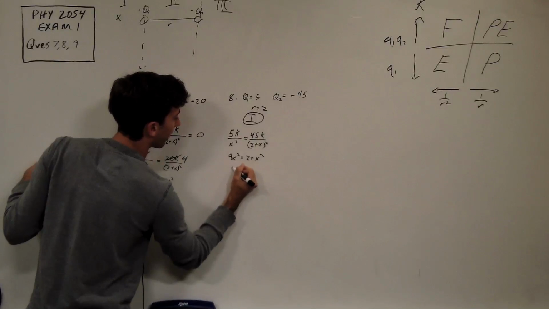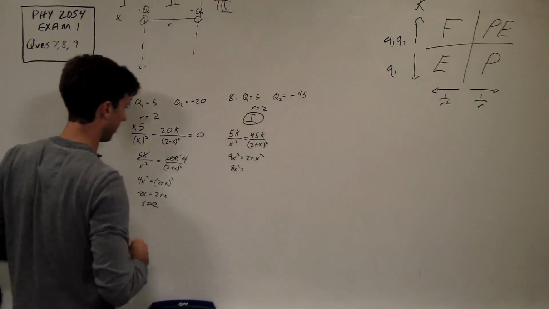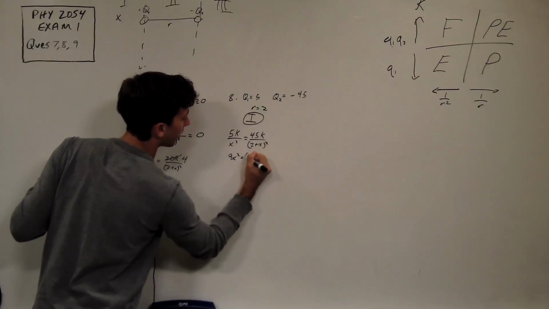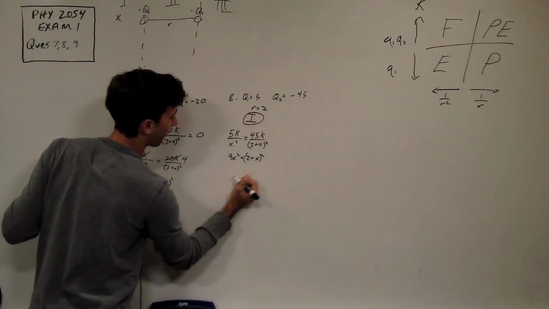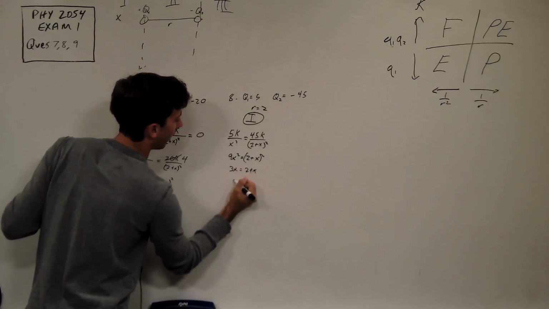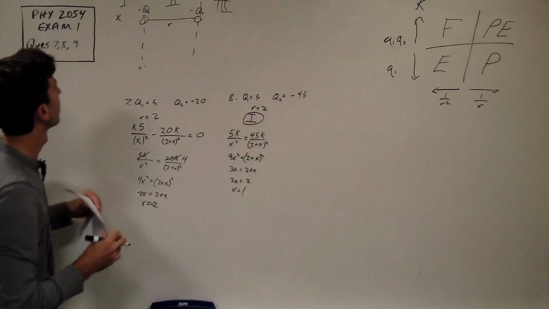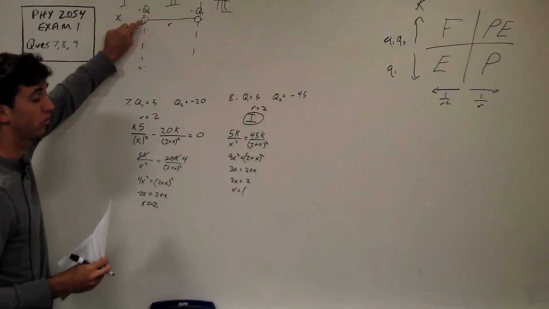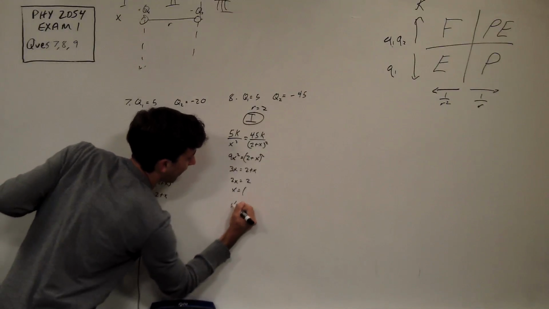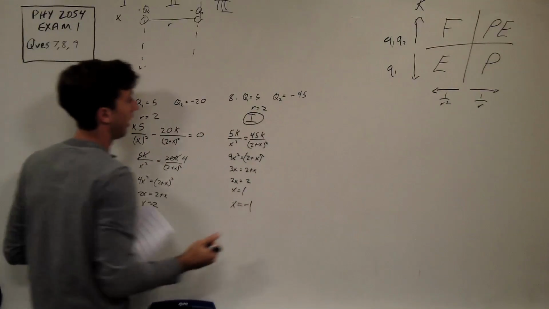From 9x squared equals 2 plus x, quantity squared, you take the square root of everything. So you get 3x equals 2 plus x. And therefore 2x equals 2, so x equals 1. But remember, it's with respect to this point, which is 0. And it's to the left. So in reality, x equals minus 1, which is the answer.